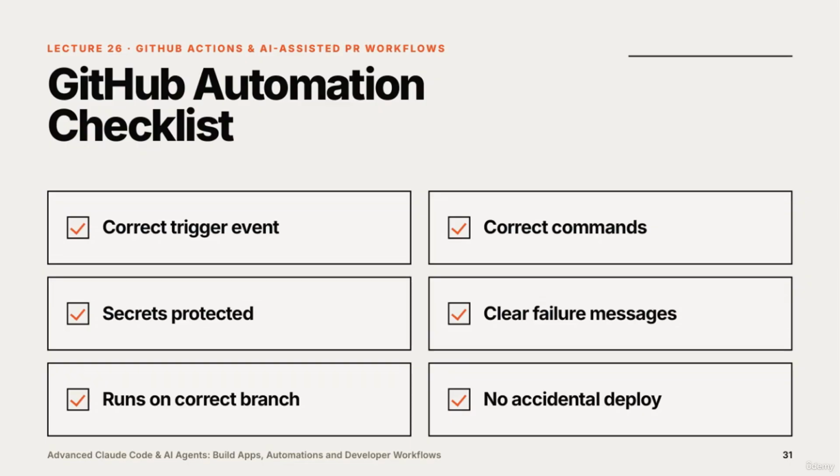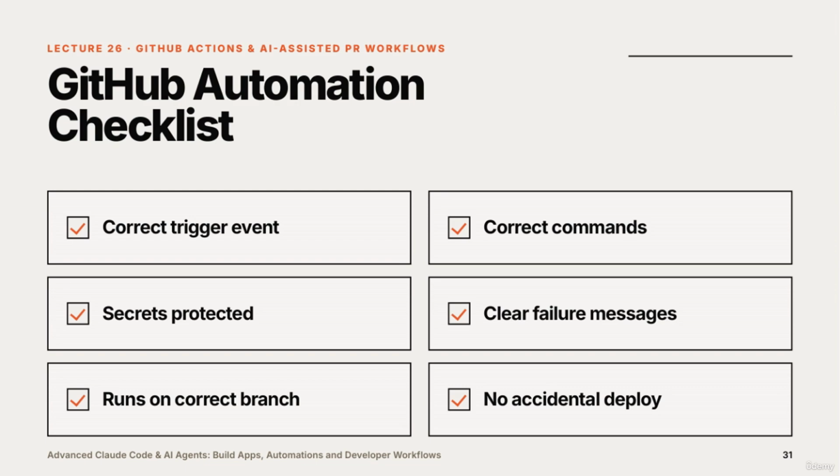First, ensuring the correct trigger event is crucial because it determines when your automation will run, avoiding unnecessary or premature executions. Next, using the correct commands is vital for your scripts to perform the desired actions accurately. Protecting secrets is another key point. Your sensitive information like tokens or passwords must never be exposed, so always use GitHub Secure Storage for them. Clear failure messages help you quickly understand what went wrong, making troubleshooting much easier and saving valuable time.